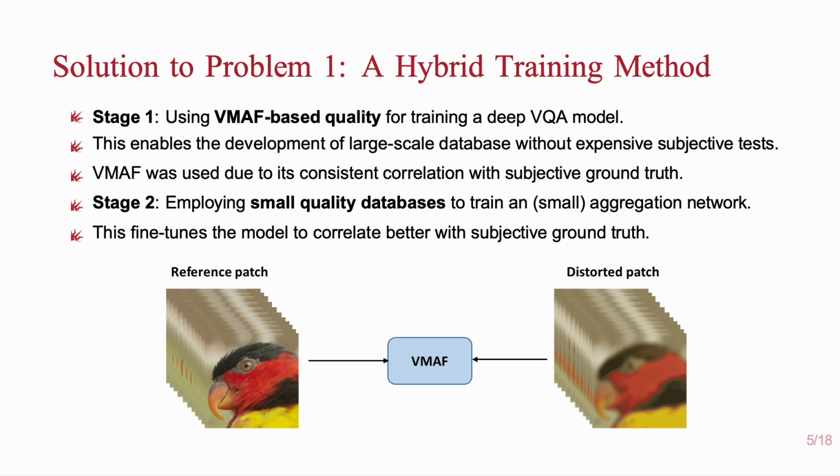To address problem one, we propose a new two-stage training methodology. The first step uses VMAF-based quality ranking information to train a deep VQA model. This enables us to develop a large-scale training dataset for optimizing patch-level VQA without performing costly subjective tests. VMAF was used due to its consistent correlation with subjective ground truth. The second stage employs multiple small video quality databases to train an aggregation network for spatio-temporal pooling. By using this new training framework, the proposed deep VQA method can achieve significantly improved model generalization and avoid the need to perform intra-database cross-validation.